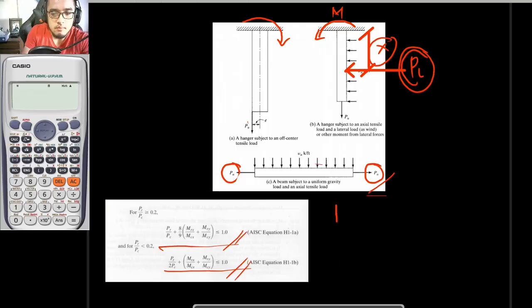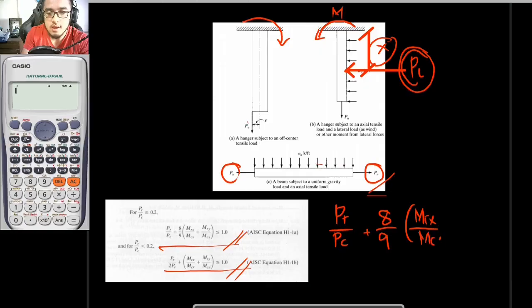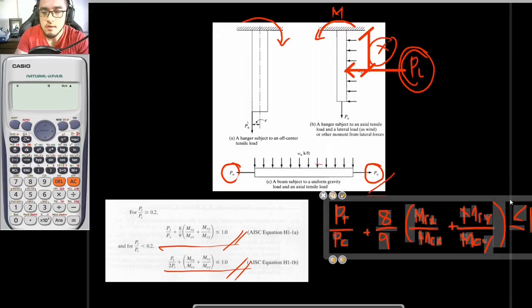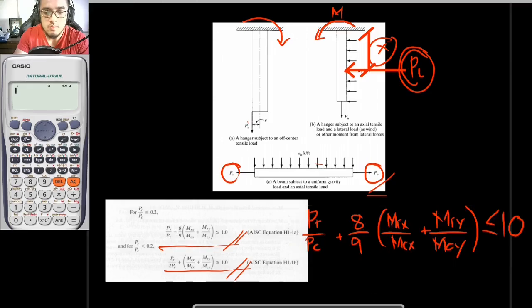So, P sub R over P sub C plus 8 over 9 times M sub Rx over M sub Cx plus M sub Ry over M sub Cy. And this equation right here should be less than or equal to 1.0. Let me move it a bit so you can see. So it should be less than or equal to 1.0 for us to confirm that our section is adequate in both tension and flexure.